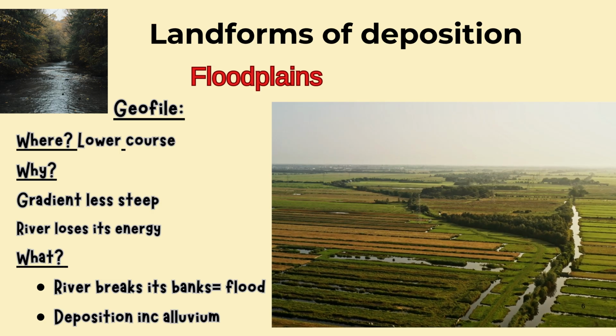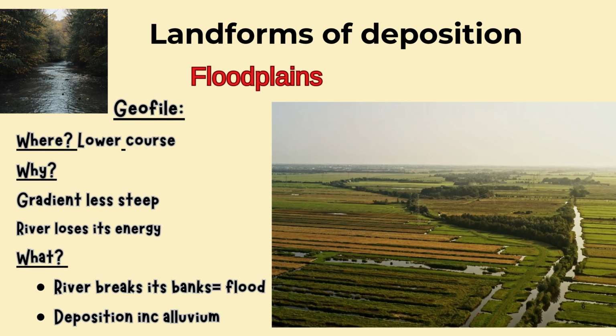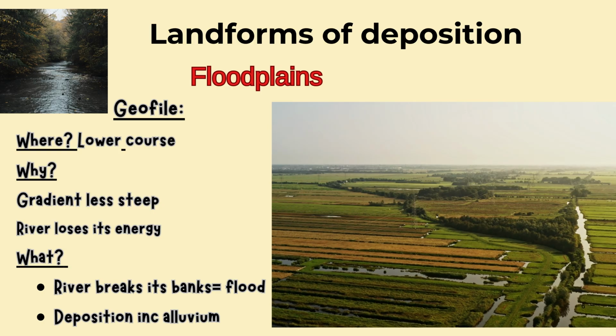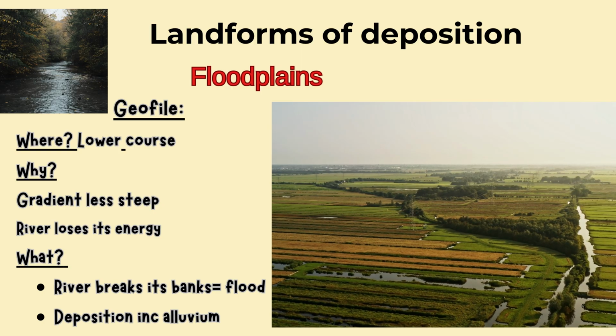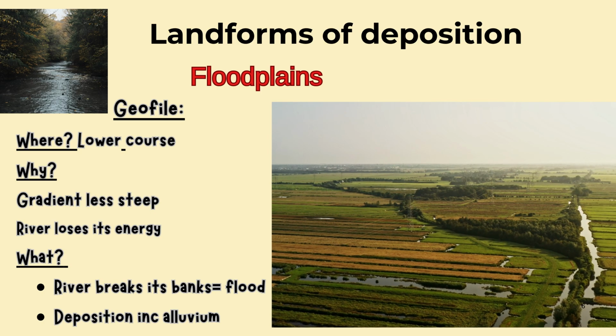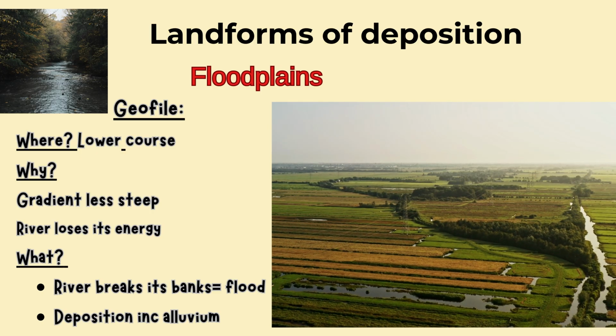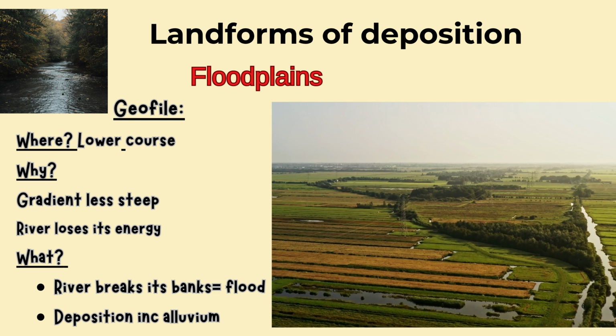So let's start with floodplains. Kind of does what it says on the tin. It's lower course flooding, and that results in lots and lots of deposition. Because as the river breaks its banks, deposition occurs in the surrounding area. That means the dropping of lots of what we call alluvium.